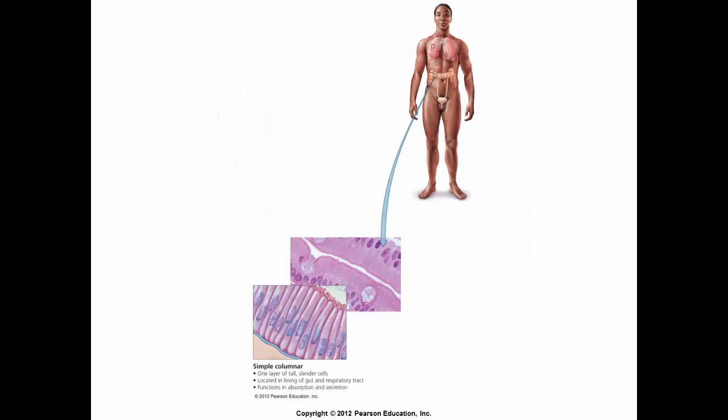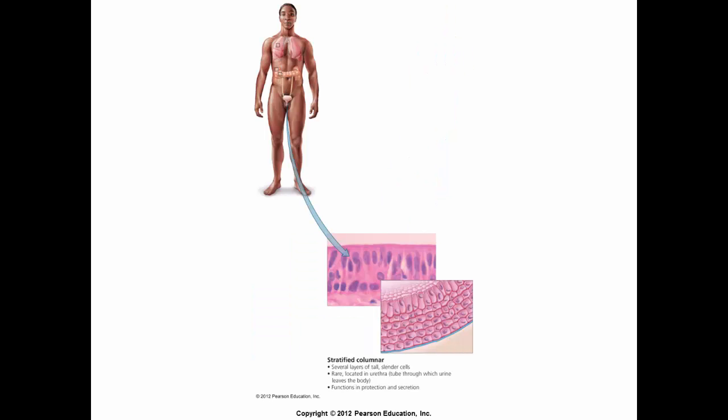Simple columnar is a layer of tall, slender cells located in the lining of the intestines and respiratory tract, and functions in absorption and secretion. Stratified columnar are several layers of tall, slender cells located in the urethra, the structure in which urine is transported outside the body, and functions in protection and secretion.